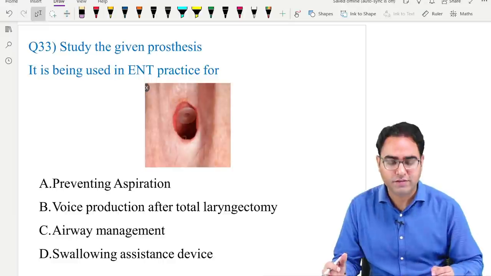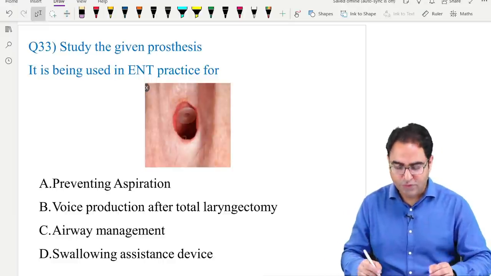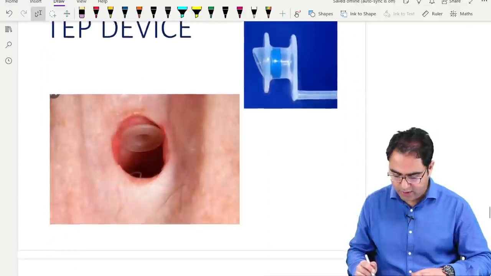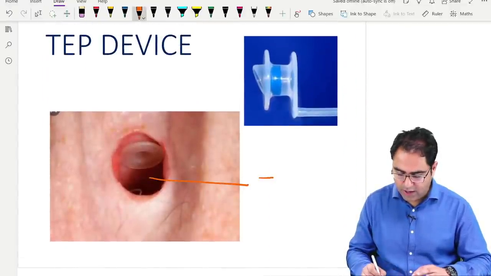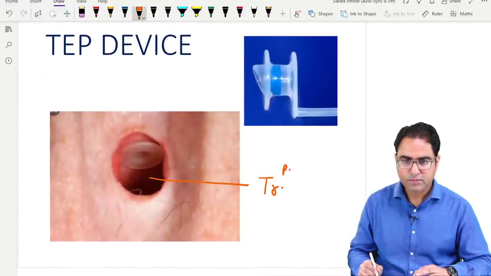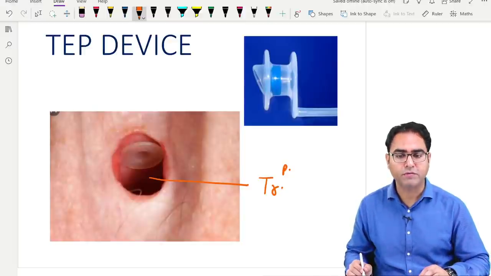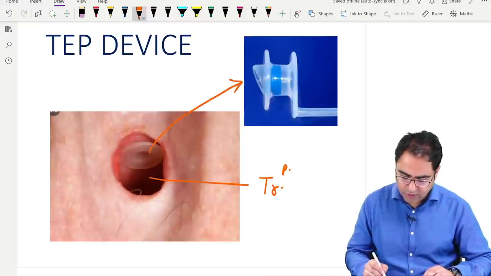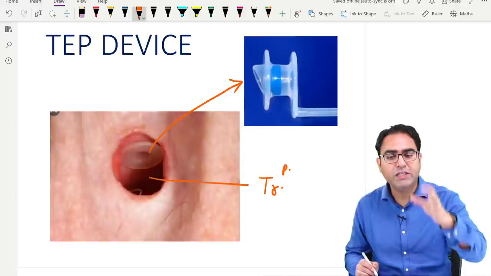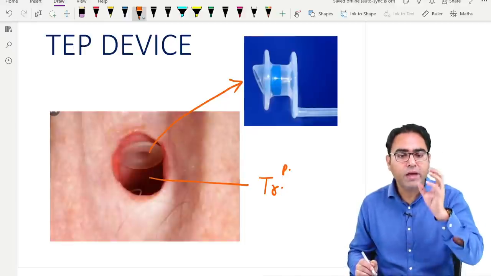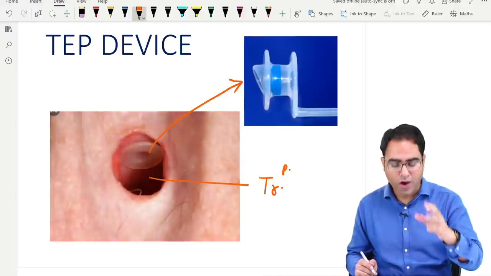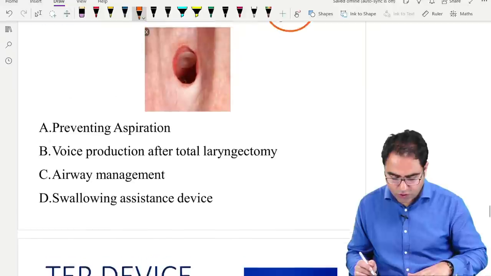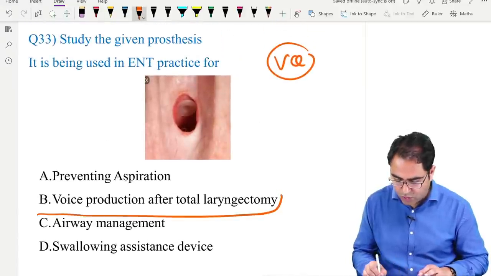Study the given prosthesis. It's being used in ENT practice. This is a visual question of INI-CET, beta. What is this you are seeing over here? First of all, this is the hole of the permanent tracheostomy, beta. Permanent tracheostomy. And this one, beta, is a tracheoesophageal puncture device. This is used for production of voice after laryngectomy has been done, beta. The answer to this question is voice production after total laryngectomy, beta.